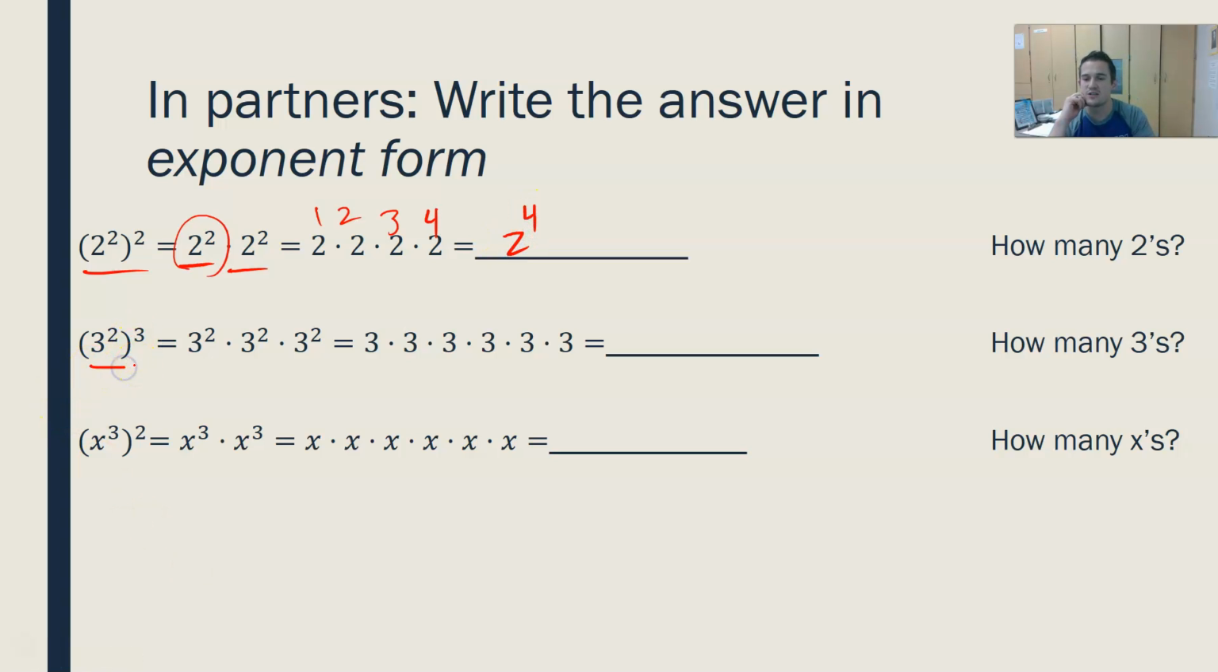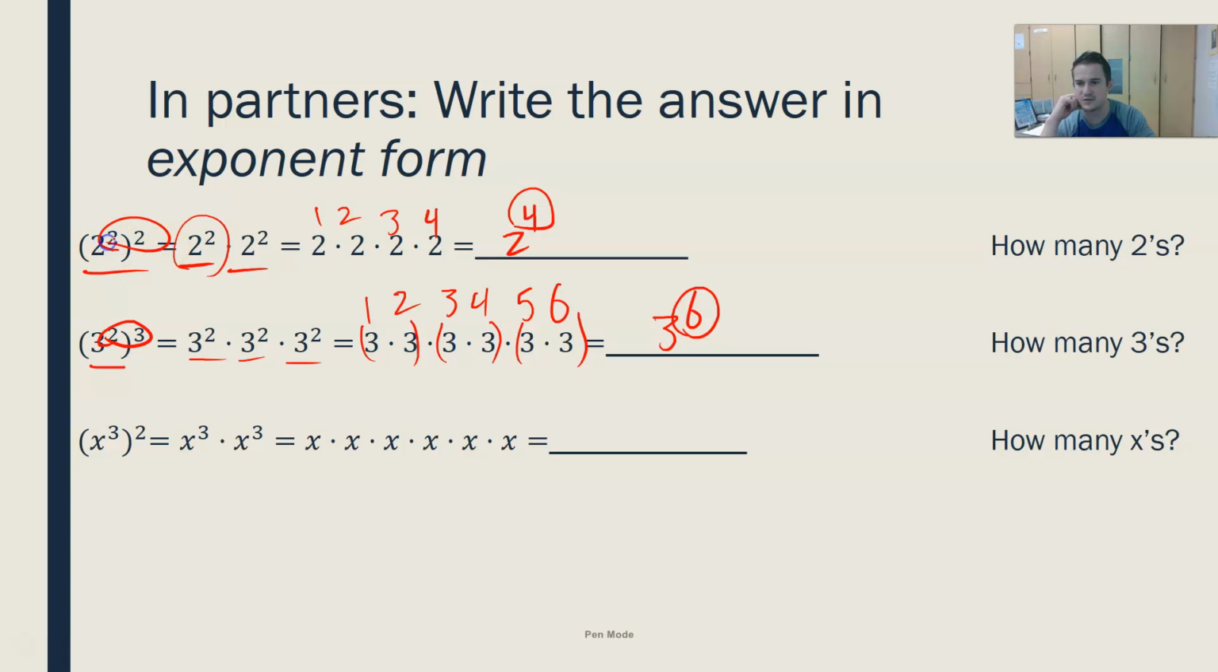3 squared to the 3rd power is just the same as writing 3 squared multiplied 3 times. And then each of these is 3 times 3, 3 times 3, 3 times 3. So I end up multiplying 3 by itself 6 times. 3 to the 6th power. Notice the relationship between these exponents and my final answer's exponents. See what's happening? See what's going on?